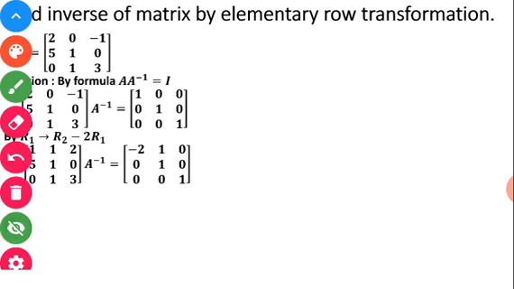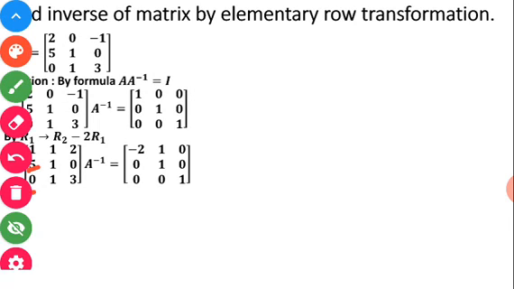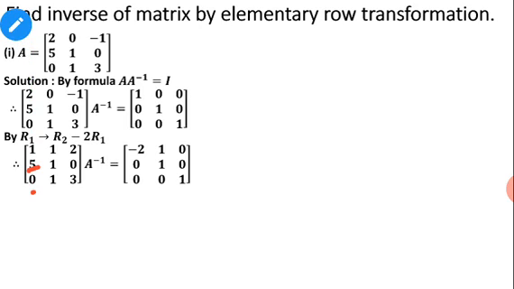Where I want to make 0? I want to make this 5 a 0 and below 1 0. So third one is already 0, only just I want to make this 5 as a 0. And to make this 5 as a 0, now what operation I am going to do? I am going to do the operation R2.